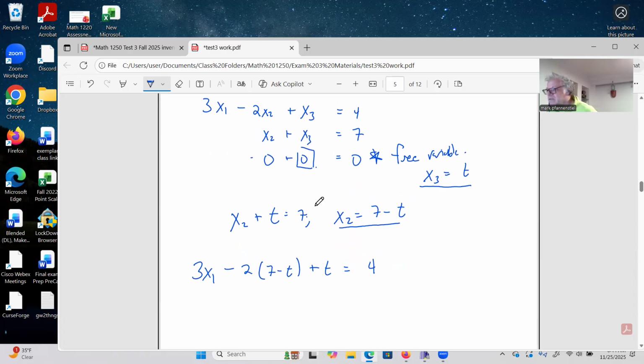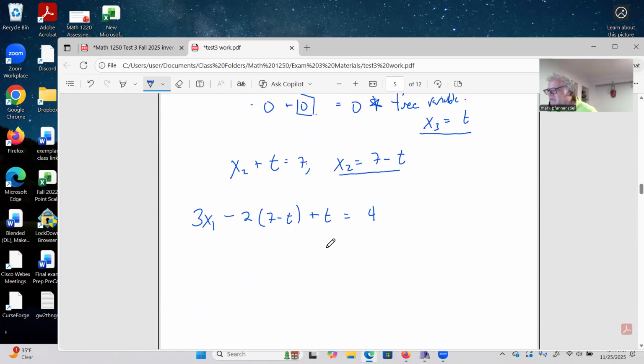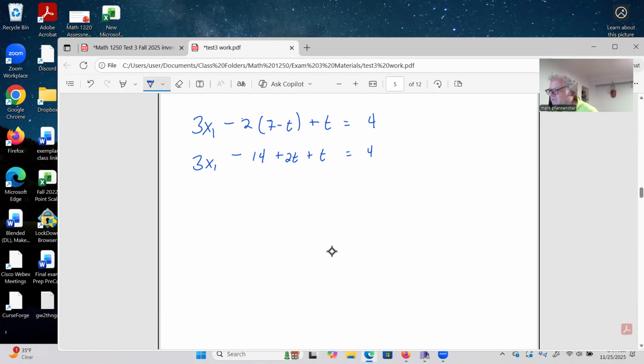Let's go ahead and sort this out. So we're going to say this is 3x1. Okay, so we have 3x1 minus, be careful with your distributing here. So we have minus 2 times 7, plus 2t, because minus times a minus is a plus t, is equal to 4. All right, and at that point, let's go ahead and combine like terms and get things to the other side.